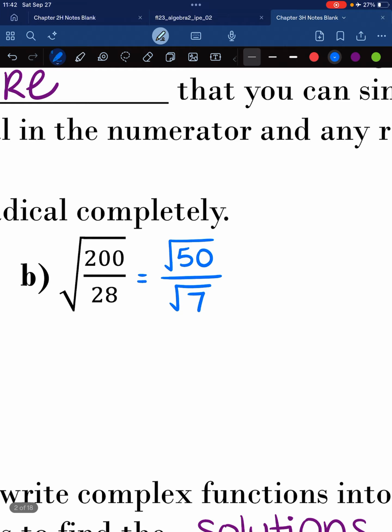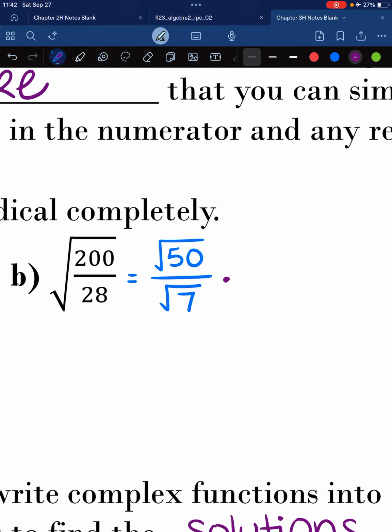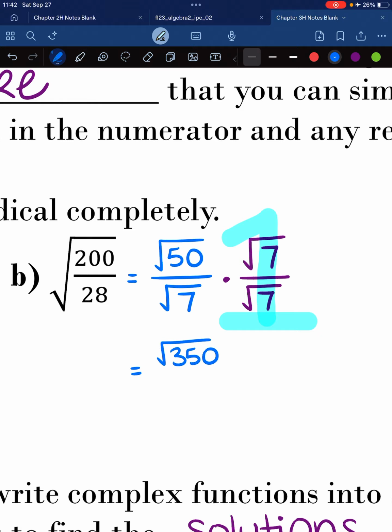We get to use the same creative version of 1 again, because my goal is to get the radical out of the denominator. So when I'm thinking of my creative version of 1, I'm thinking, what can I multiply that denominator by? And in order for it to equal 1, I need to multiply the numerator by the same thing. This is just a big old giant creative version of 1. And now we end up with the square root of 350 over the square root of 49.